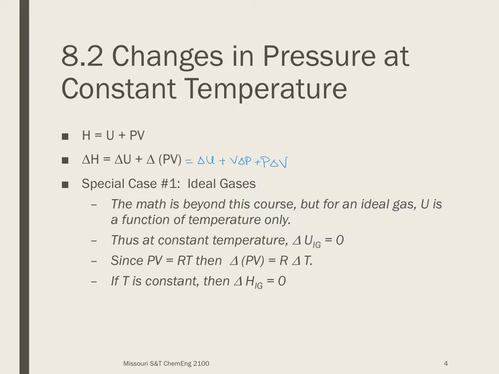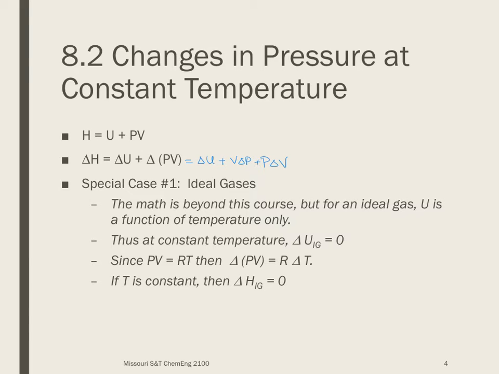So if we're going to consider ideal gases, one of the first things you need to know, and it's going to be proven to you in a thermodynamics course, but for our purposes, I'm going to tell you this is a fact: internal energy for ideal gases is a function of temperature and only temperature. So at constant temperature, with a change in pressure, delta U is going to be 0 if the temperature does not change.